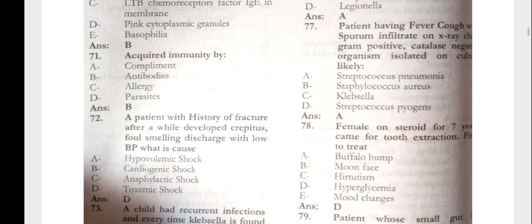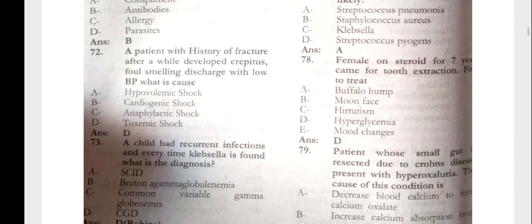The acquired immunity is by the antibodies. A patient with a history of fracture, after a while developed crepitus, foul-smelling discharge, with low BP. What is the cause? That is toxemic shock.